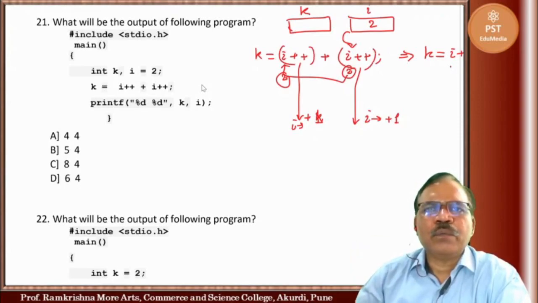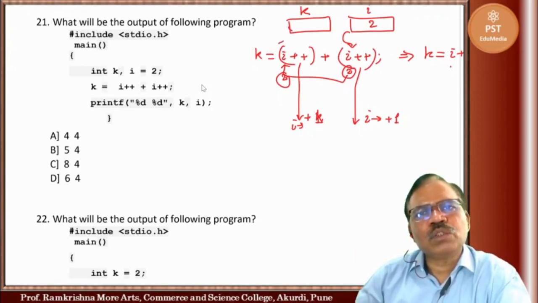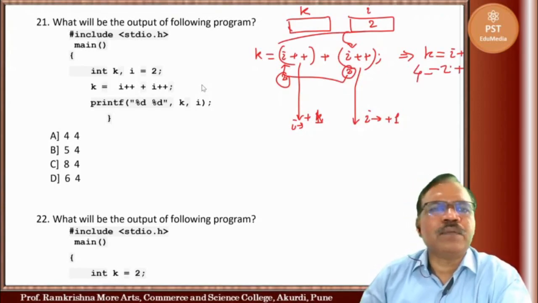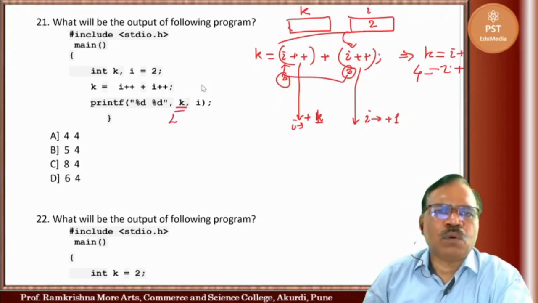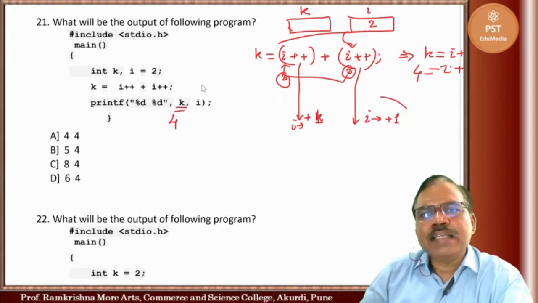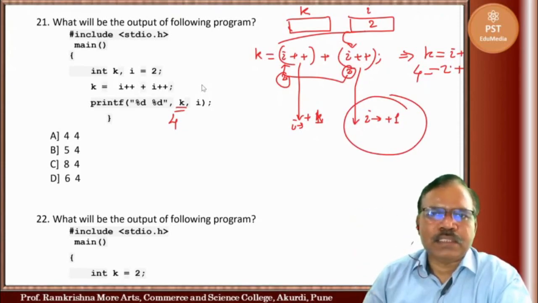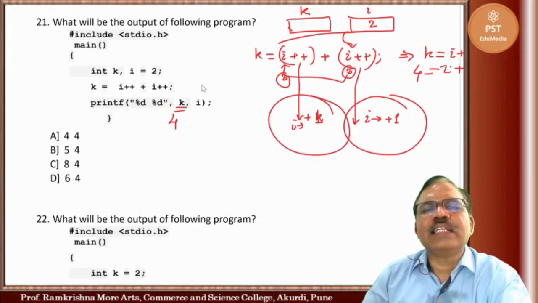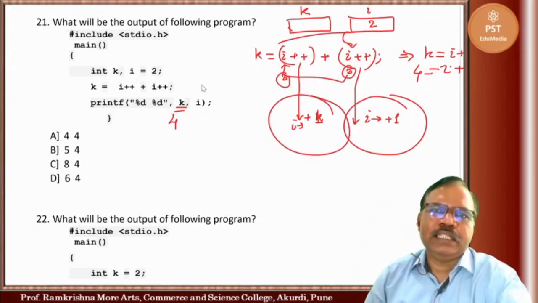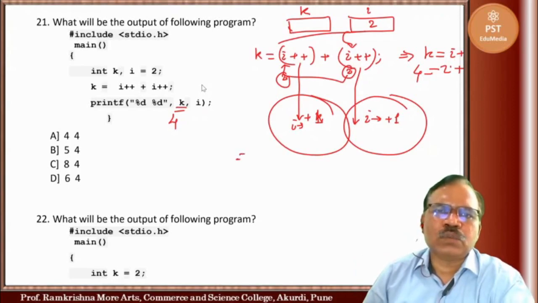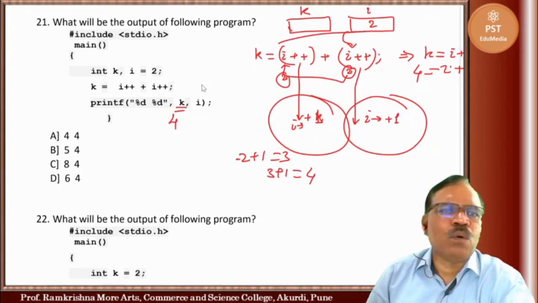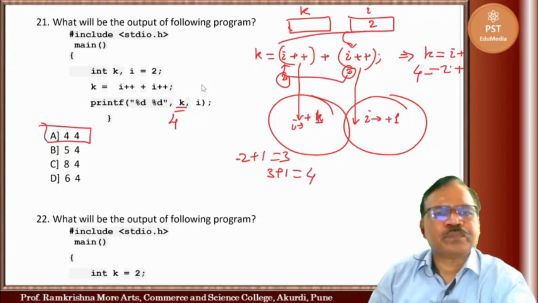So when k = i + i is performed, it goes to the memory location and takes 2 plus 2. So k becomes 4. Then i is increased by 1 after the expression, so i becomes 3. Then again it is increased by 1, so twice it is increased. 2 plus 1 is 3, then 3 plus 1 is 4. So i is 4.